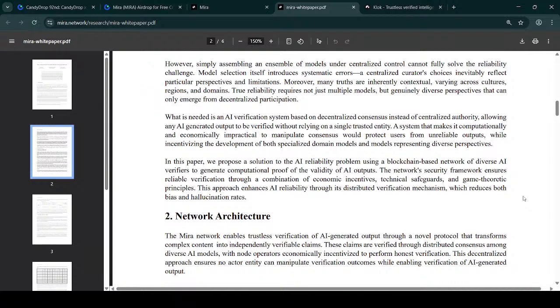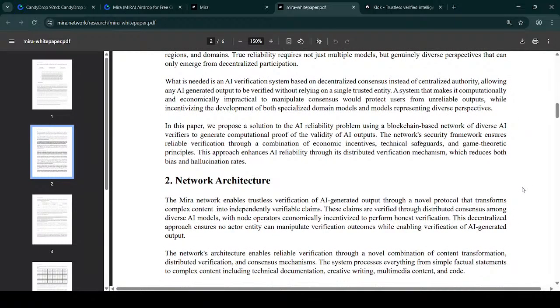So what is this network? It is an AI verification system based on decentralized consensus, instead of a centralized authority, allowing AI-generated output to be verified without relying on a single trusted entity. Centralized systems are computationally and economically impractical, can be manipulated, and fail to protect users from unreliable output, while inhibiting the development of specialized domain models representing diverse perspectives, guys.